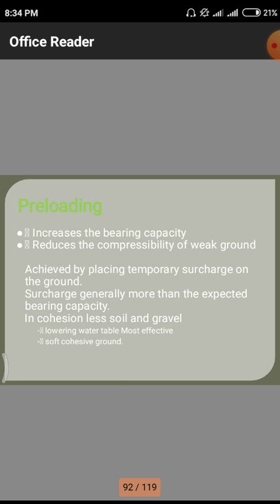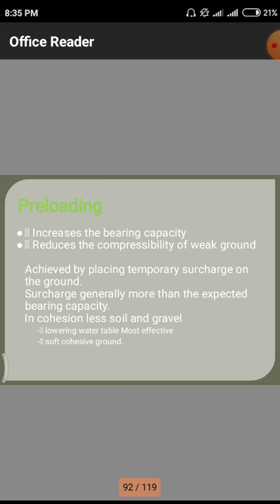In cohesionless soils and gravels, lowering of the water table is most effective. Previously, we dealt with granular soil, but in the case of these cohesionless soils, we have soil and gravel particles, so we need to lower the water table, whatever the water content present in the soil or groundwater level, as we have discussed, so that we reduce these levels as much as possible for these conditions.